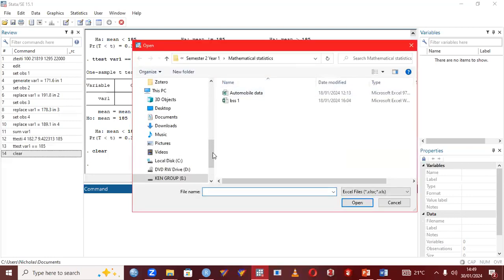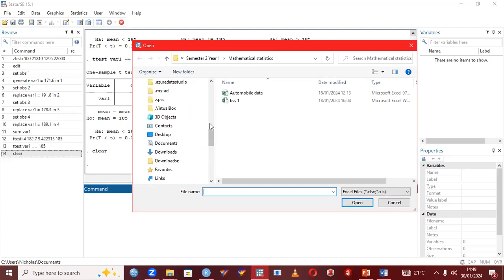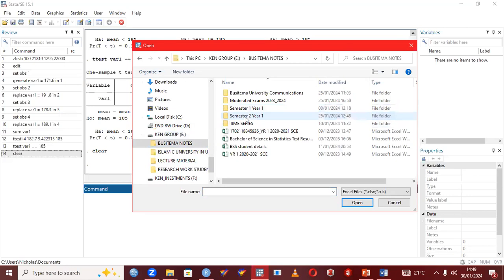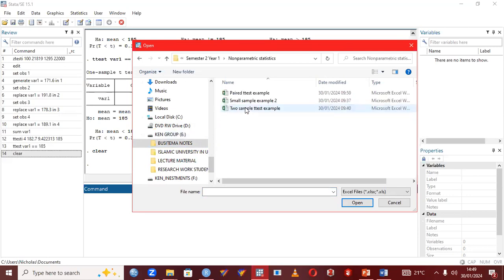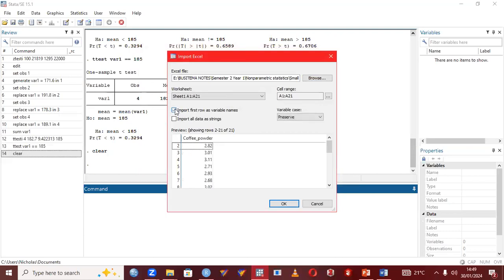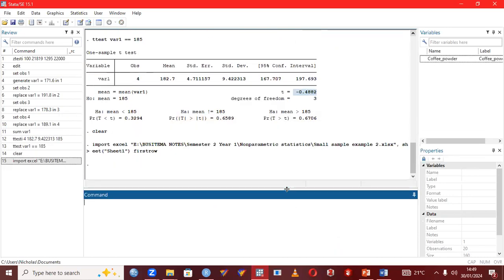Then I need to look for where you saved it. So those who put it on the laptops, you need to know where you put it. I'm on my laptop. It is in this part under Boostema, in year 2, in non-parametric, and it is a small sample example too. Then I open it, and I think it's loading. Yeah, it's the one. Then I click import first row as variable name. I say OK.